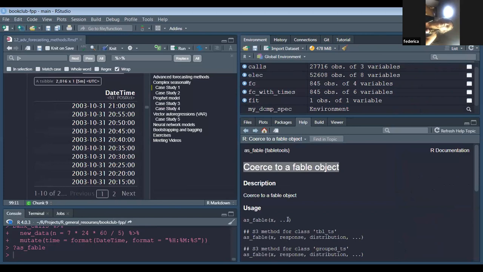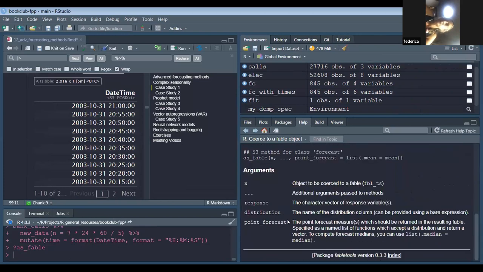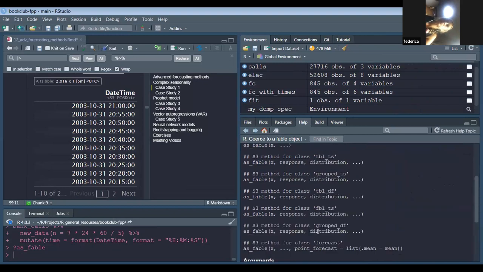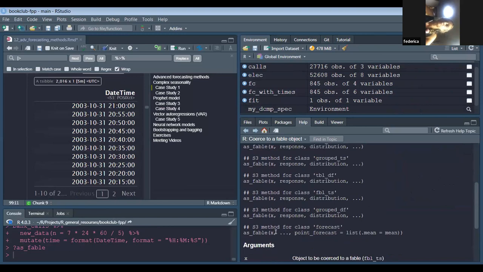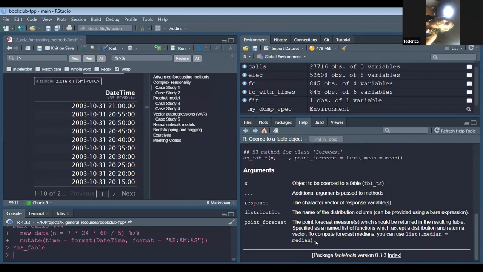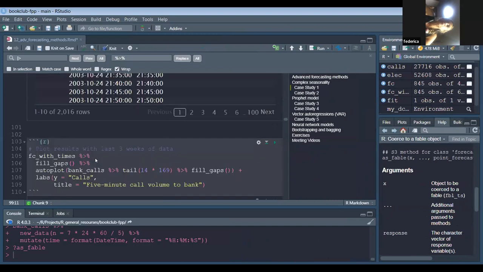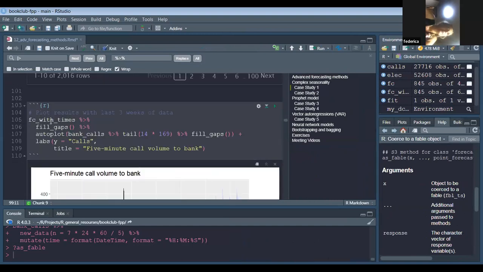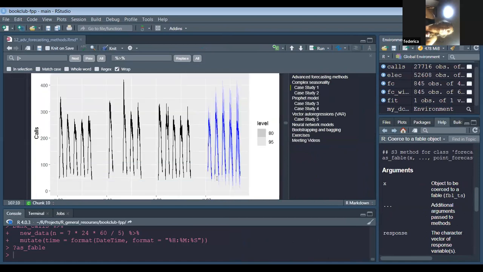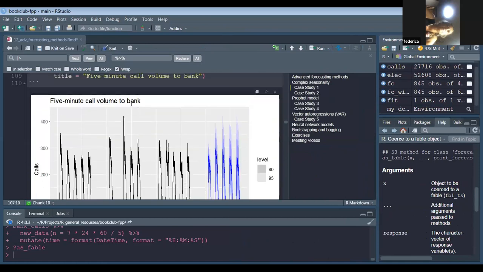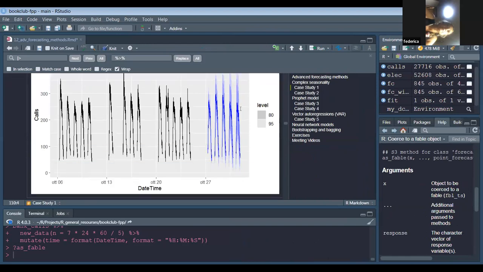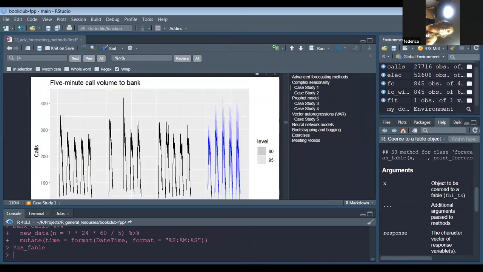Coerce to a stable object. And so we can basically define frame position. So now we can fill the gap and then auto plot. What is the pattern that it's apparently increasing?